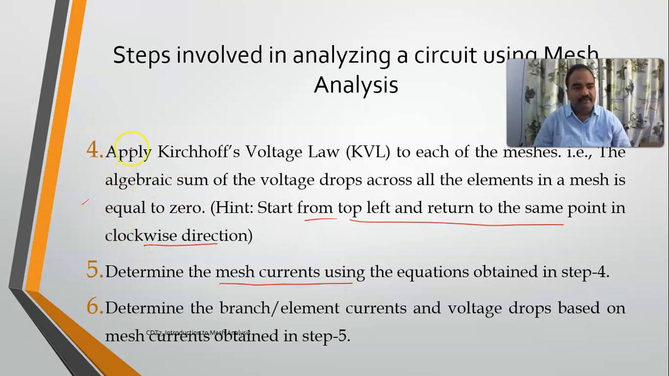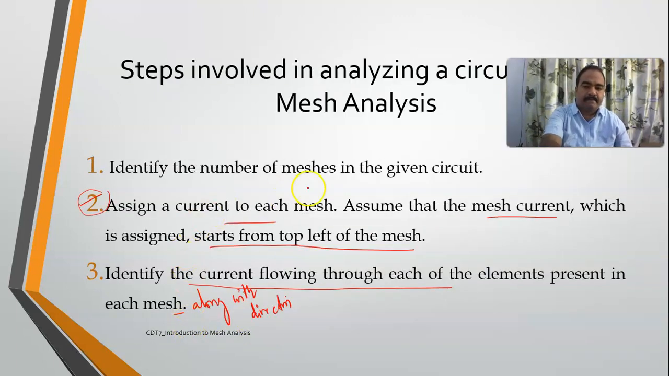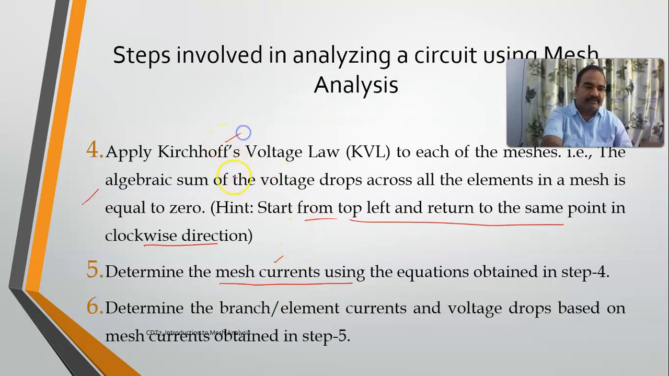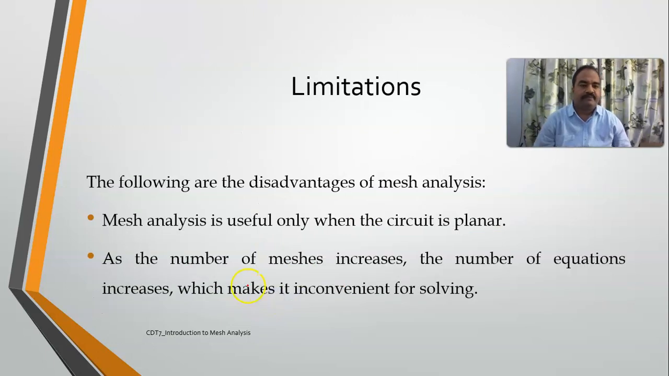How many equations? As many meshes as there are, that many equations you will get. Solve them to determine the mesh currents. And finally, once you have the mesh currents, you determine the branch currents. These are the 6 steps. So the first one is number of meshes, assign each one a current, and identify the current flow. Up to here, there is no problem for you. Next comes writing KVL equations for each mesh, solving them, and then determining the final.